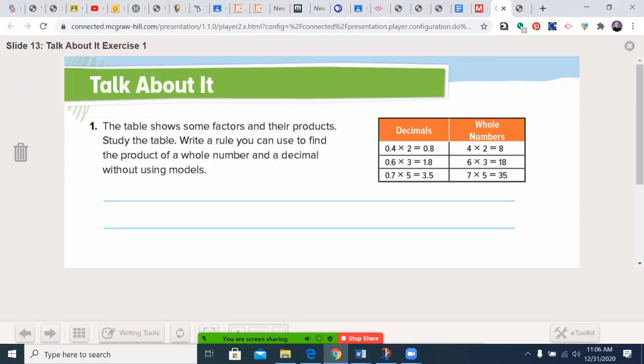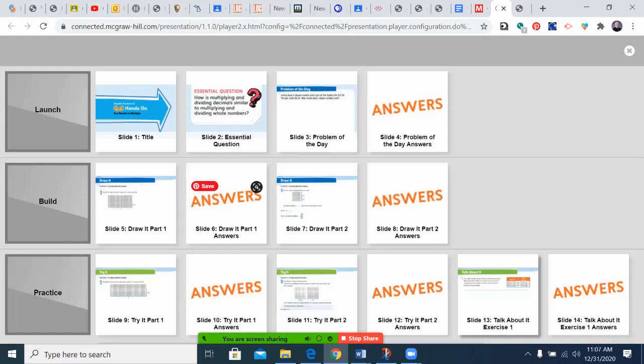Notice 0.4 times 2 is 0.8. 0.6 times 3 is 1.8. Now you look at the whole numbers. 4 and 2 gives you 8. 6 and 3 gives you 18. 7 and 5, 35. You notice that the only thing is we multiply as if they're whole numbers, and then we move the decimal point based on how many decimals are in the previous number. That's it. All right, I want to go ahead and let you practice a couple, and we'll start with number 3.